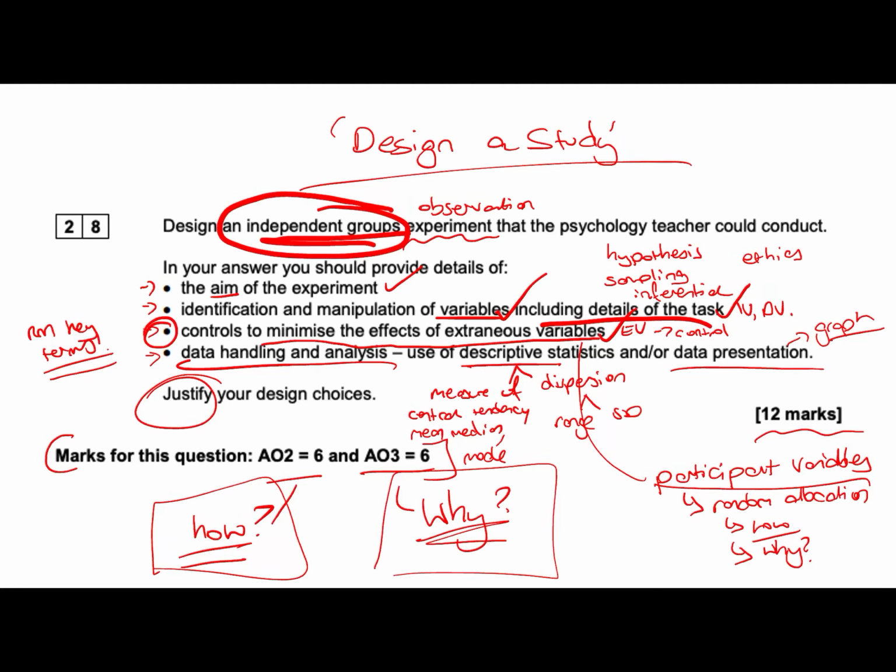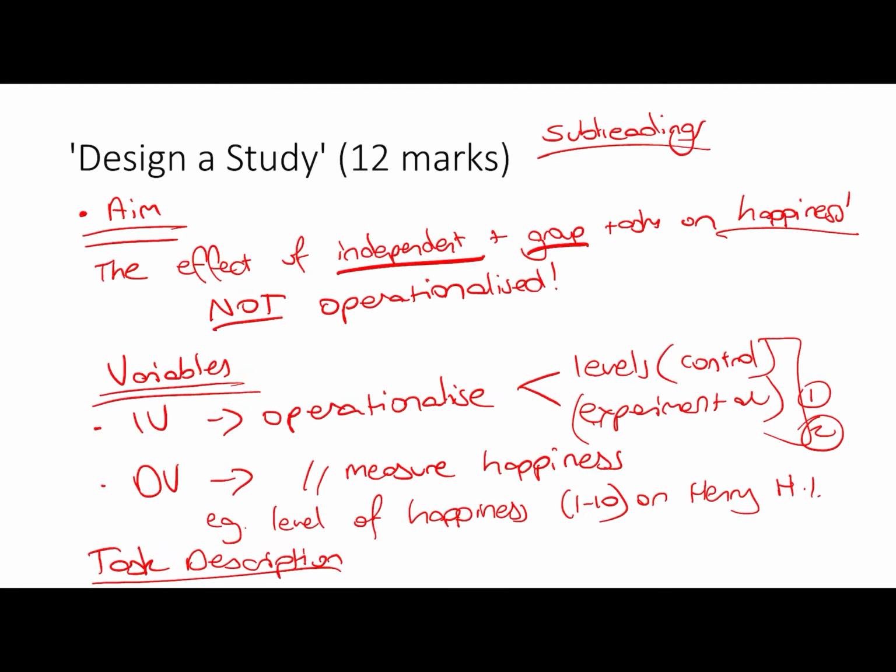And then finally, our final subheading is going to be data analysis. And our descriptive statistics. So we're going to say what, for example, our median. We're going to say how we're going to do that. So how would you calculate the median for this data set? And then why. Why have you chosen the median? Because we're dealing with ordinal data. And so therefore the mean would not be appropriate and the mode would not be sensitive enough. So we need to justify all of our decisions.